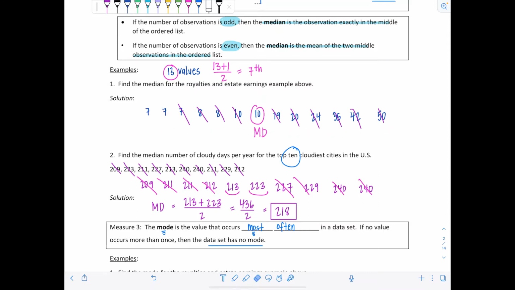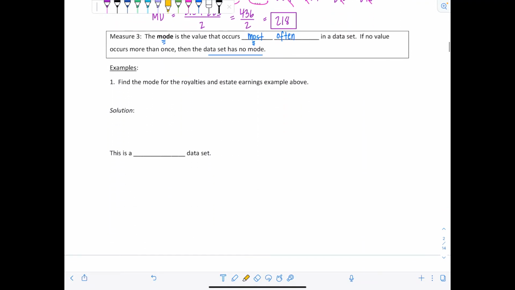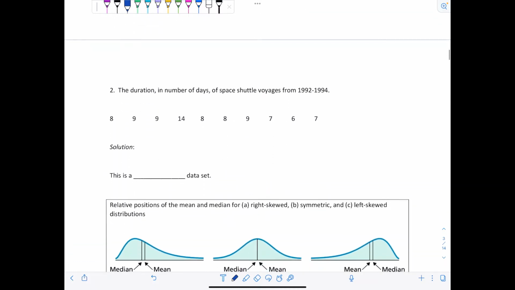Want me to erase these while you think about it? Which one do you see the most often? I see 7 here three times, and that's definitely the most. 8 was there twice, but that's not going to cut it. 10 is only twice. No, 7 wins. Okay, so the mode is 7. And since there's just one mode, we say that this is a unimodal data set. Remember, we talked about that word already when we were looking at distribution shapes. Good.